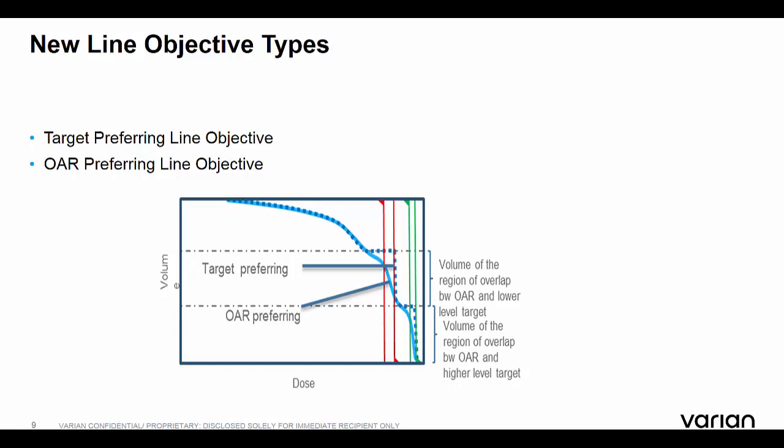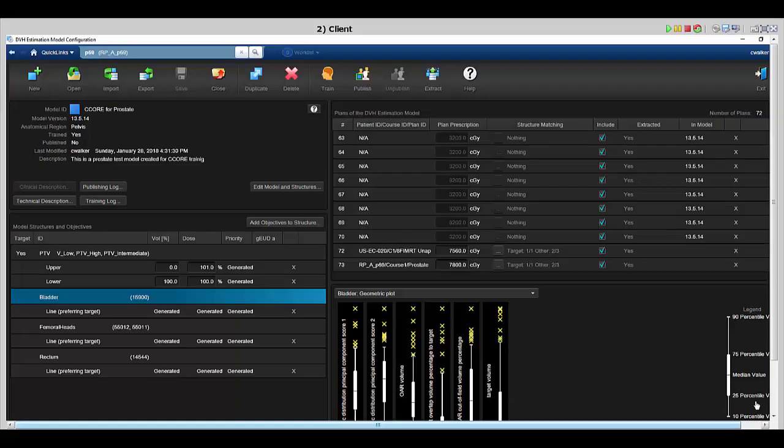New in version 15.5 model configuration is the option to select either a target preferring line objective or an OAR preferring line objective. Previously, when an OAR overlapped with target, the line objective always preferred the target in the overlap areas. Now, the user can define the new OAR preferring line objective, which favors the OAR in the overlap region for the target. Let's see where we would select these options in model configuration.